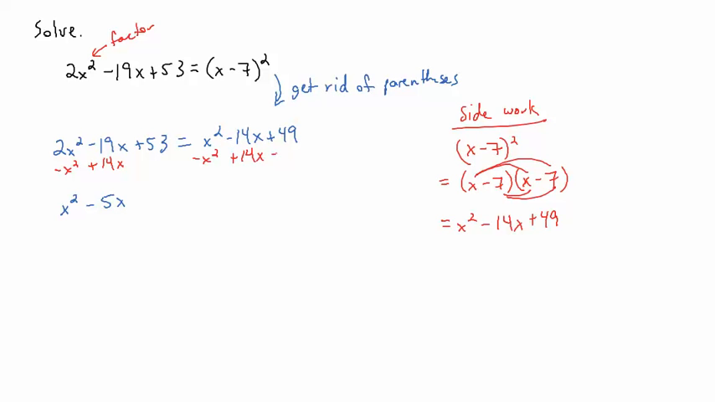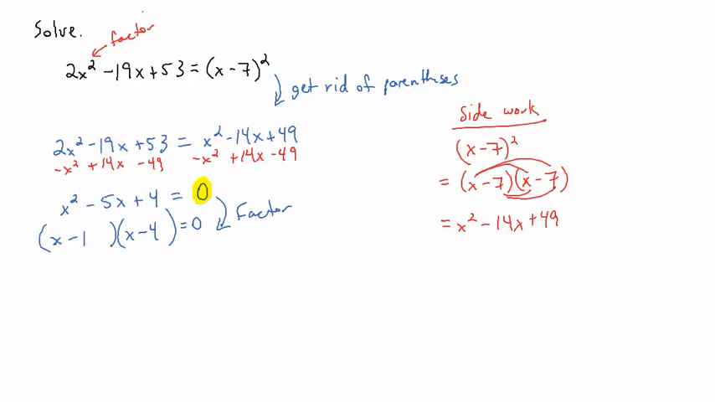And finally, I'll subtract 49 from both sides, which gives me positive 4 on the left. And on the right, everything cancels, leaving behind 0. So now I've got my 0 on one side. Now I need to factor the other side so that it's all multiplication. If you factor this trinomial by grouping again, you'll get x minus 1 times x minus 4 equals 0.